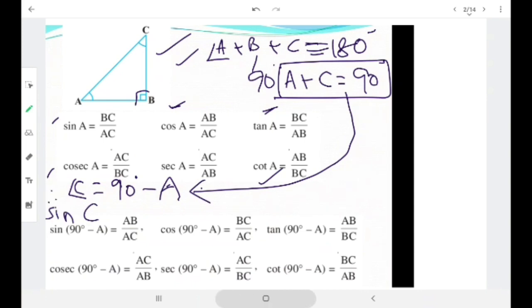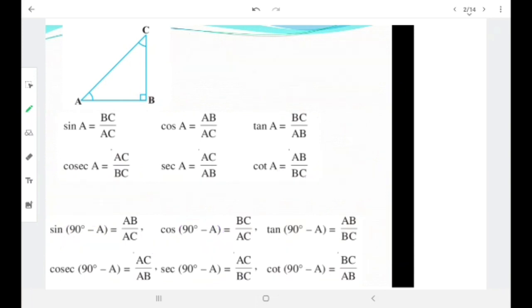Therefore, instead of writing sin C, instead of C, we have written 90 minus A. Similarly, we have calculated for sin, cos, tan, cosecant, secant and cot. Instead of C, we have written 90 minus A. Let us mark this as 1 and mark this as 2.